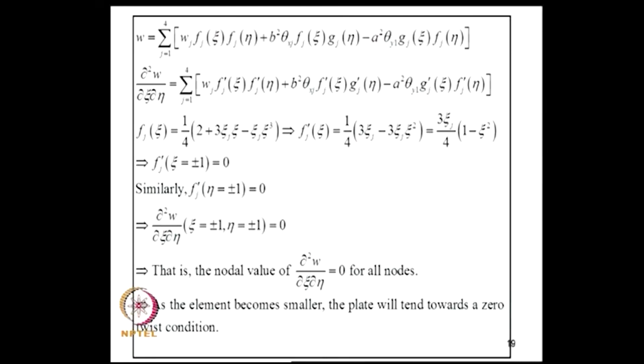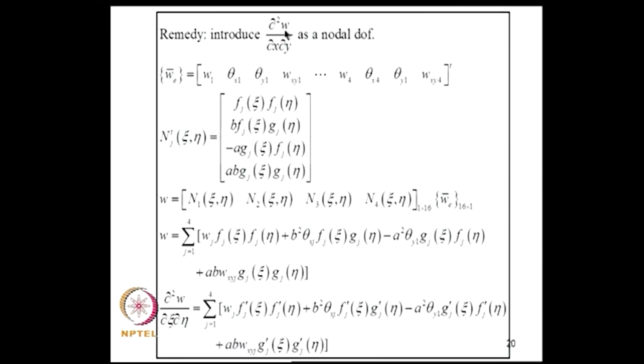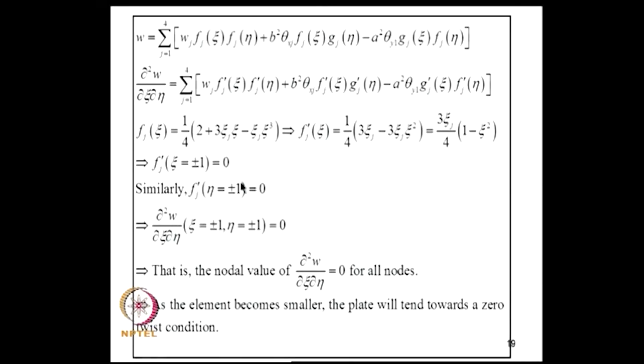So, how do we overcome that? What we do is, we will treat this quantity del squared w by del x del y as an additional nodal degree of freedom. So, in addition to w, theta x, theta y, I will use this, call it w_xy, as another nodal degree of freedom. So, then this element will now have 16 degrees of freedom, 4 nodes, 4 degrees of freedom per node. If you look carefully here, there is an f term and a g term. If you look at the gradient of f at the nodes, it is 0, but this is not true for the g function. g is not 0 at nodes.